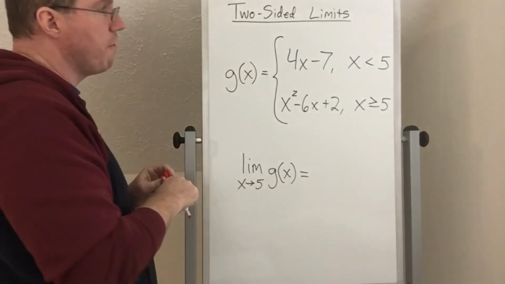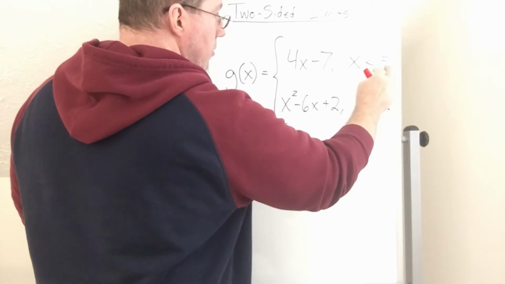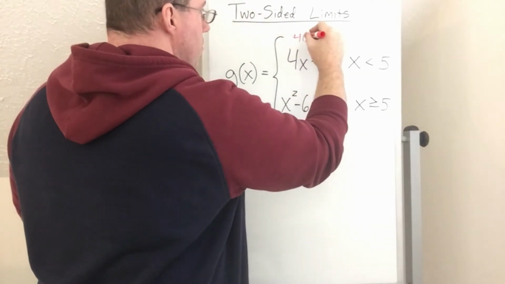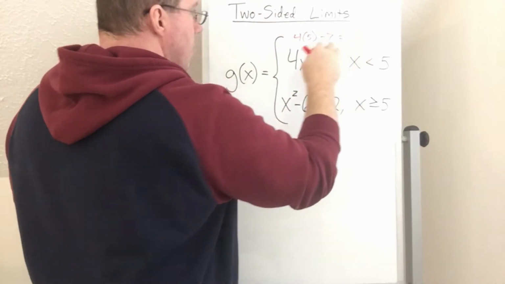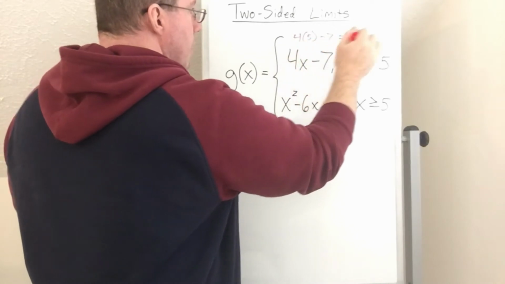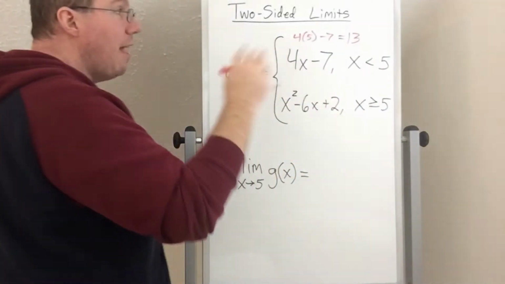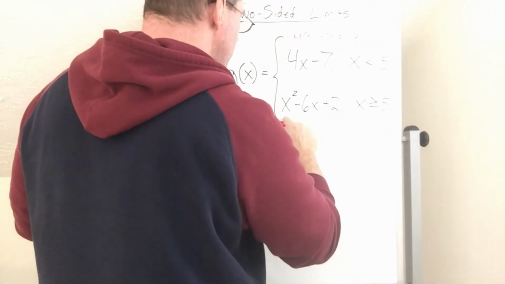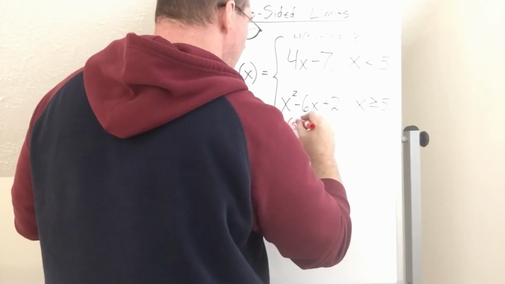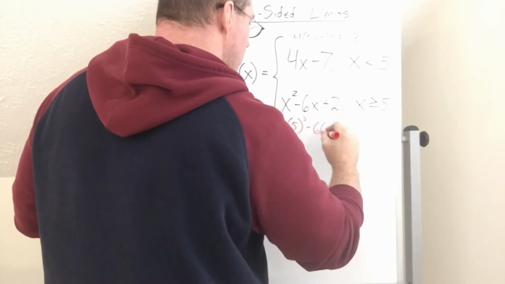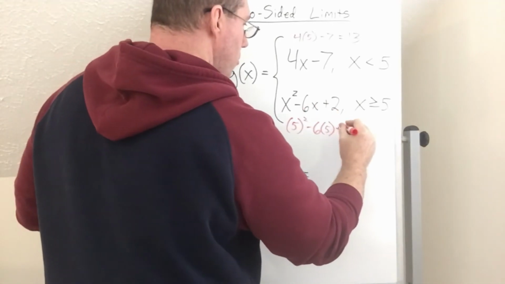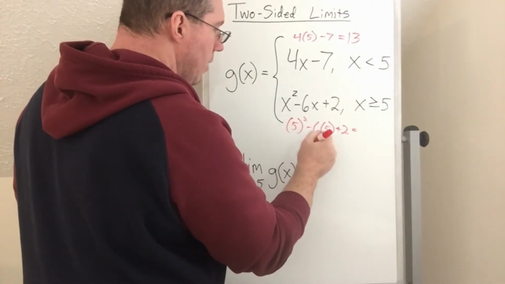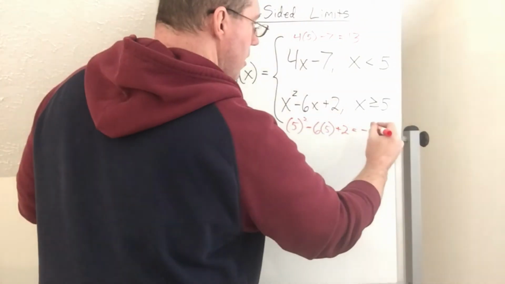So as x approaches 5 from the left, all the numbers that are smaller than 5, we're going to take the 5 here and plug it into this piece. So we have 4 times 5 minus 7, and that's equal to, so 4 times 5, that's 20, and 20 minus 7, that's 13. Okay, so on the left side, the limit from the left of 5 is 13. Now let's do the limit on the right. We're going to plug 5 in here, and we're going to have 5 squared minus 6 times 5 plus 2. All right, 5 squared is 25. 6 times 5 is 30. 25 minus 30 is -5 plus 2 is -3.